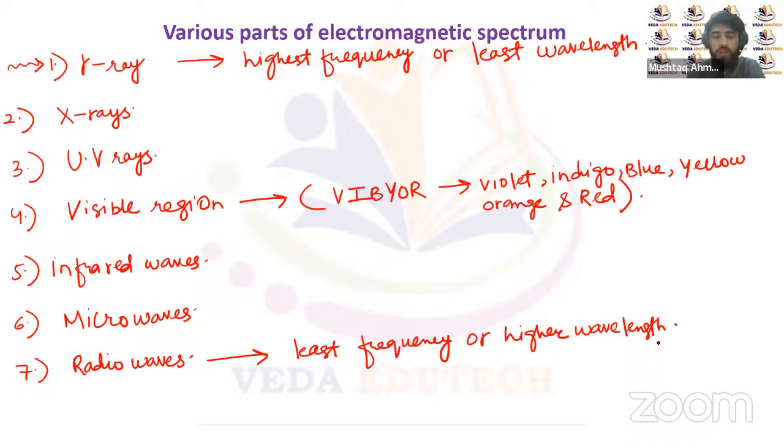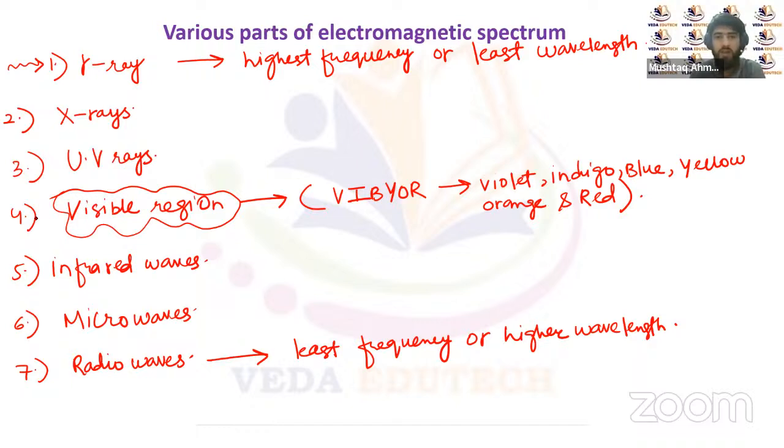So all these waves have different applications. From all this electromagnetic spectrum, the waves or frequencies which are very useful for us are in the visible region, right? Because of this region, we are able to see different objects around us. So the visible region is very important for us for vision, right?